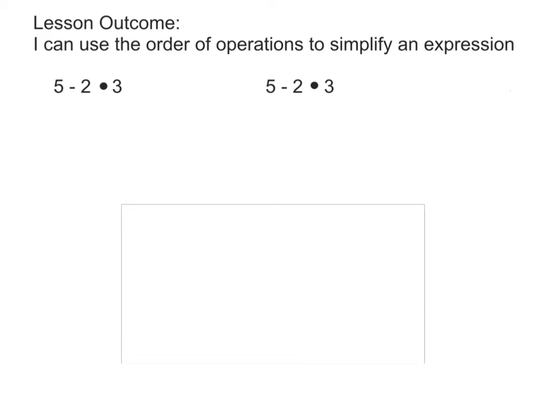The lesson outcome for this video is, I can use the order of operations to simplify an expression. So why do we need an order of operations? A specific order that we perform the operations: add, subtract, multiply, and divide. Why do we need a certain order? Well, let's look at this quick example.